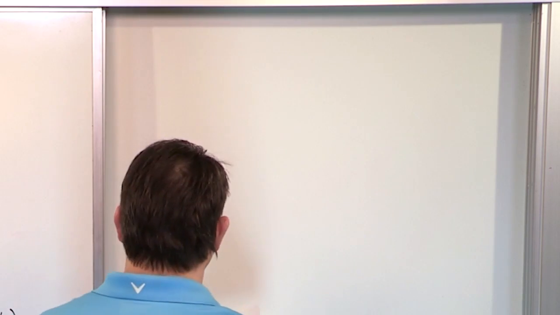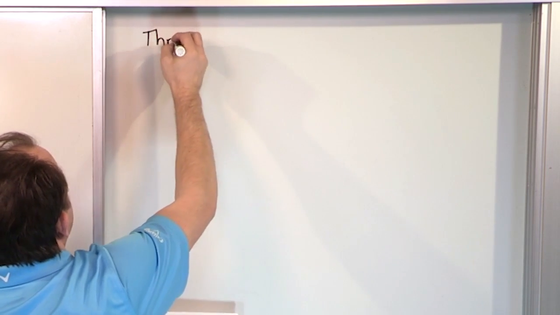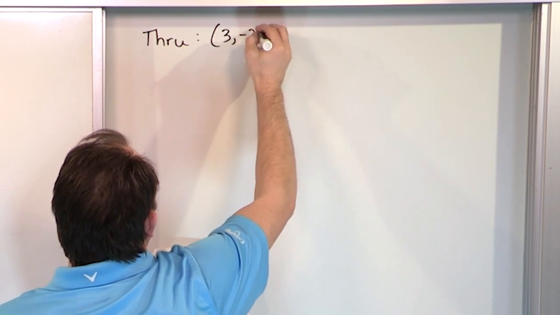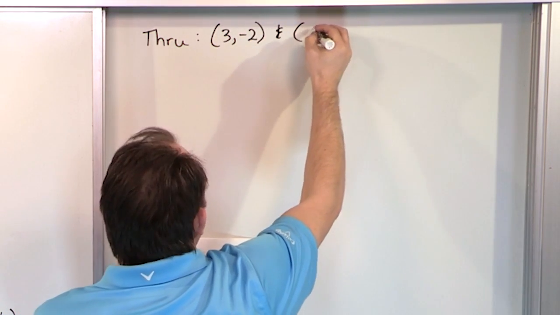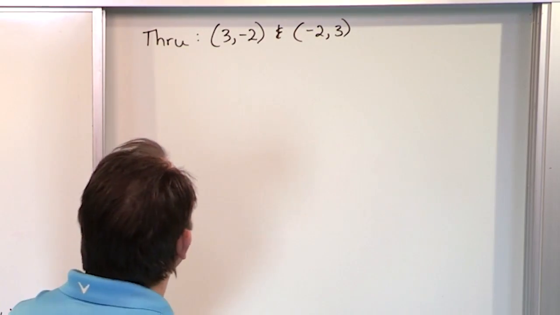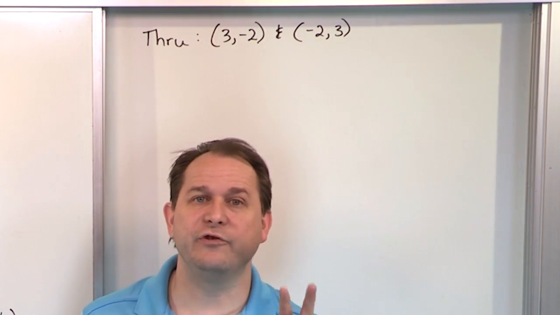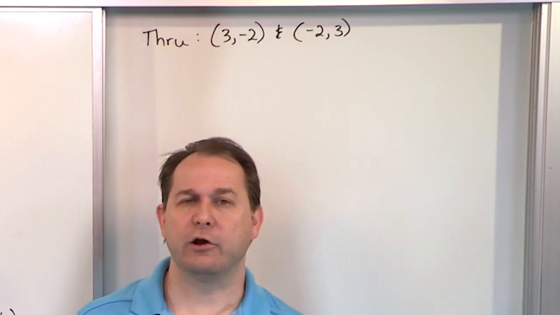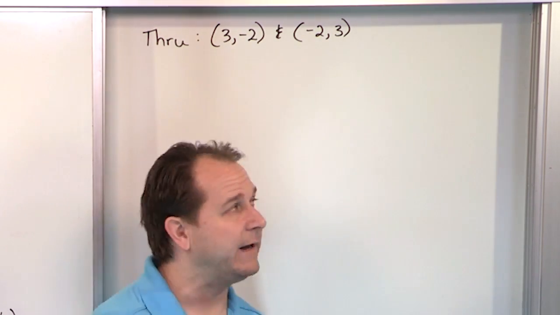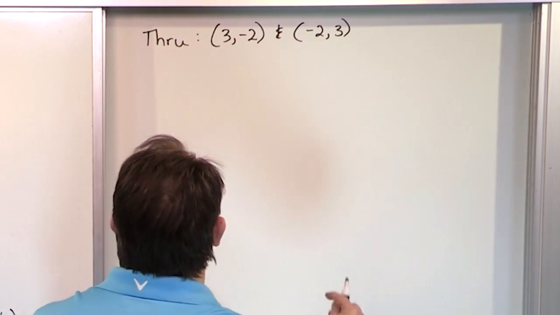Okay, so what we have is this line goes through the following points. It goes through the point (3, -2), and it goes through the point (-2, 3). So same sort of thing here. I don't have the slope, but I know I can find the slope because I'm given 2 points. And once I know the slope and I know one of the points it goes through, I can use the point-slope form to find the answer. So the first thing I need to do to make any progress is to calculate the slope. So let me do that first.